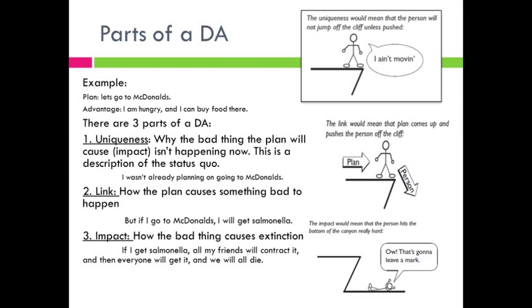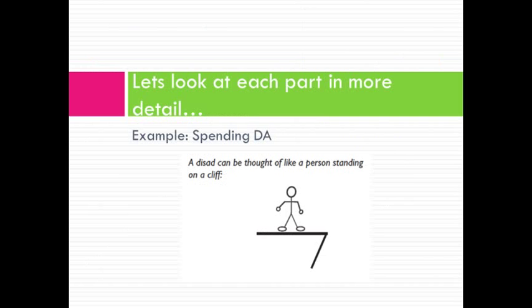So if I was explaining the story of the Disad, or all parts, I would say, the plan is let's go to McDonald's, and I'd say I wasn't planning on going to McDonald's, but if the plan happens, then I have to go to McDonald's, and that'll cause me to get salmonella, and if I get salmonella, then everybody in the entire world will get it, and we'll all die. Okay? So it sounds pretty silly, but it makes a lot more sense in a debate round. So let's look at each part in more detail.